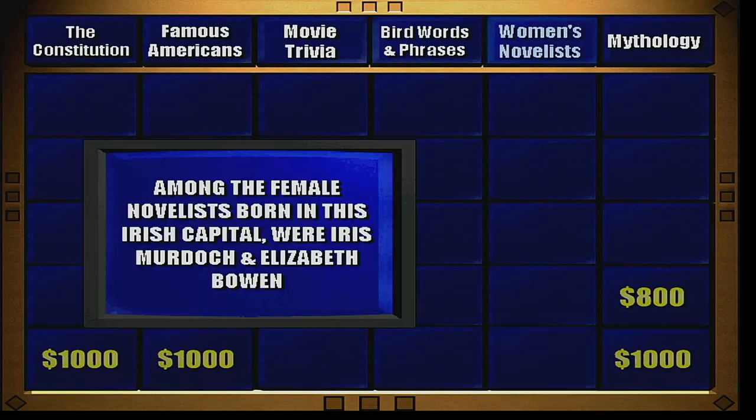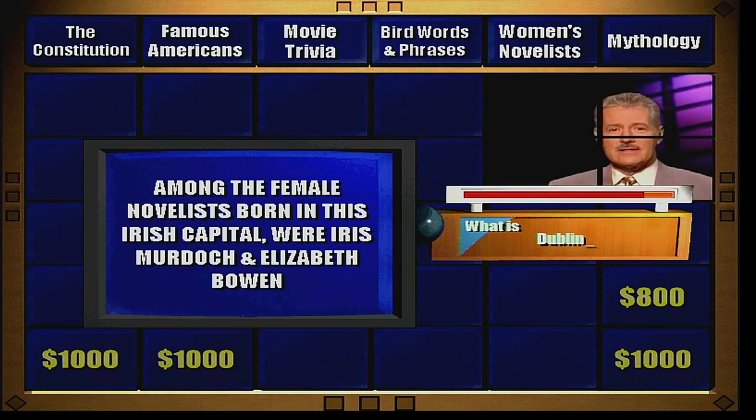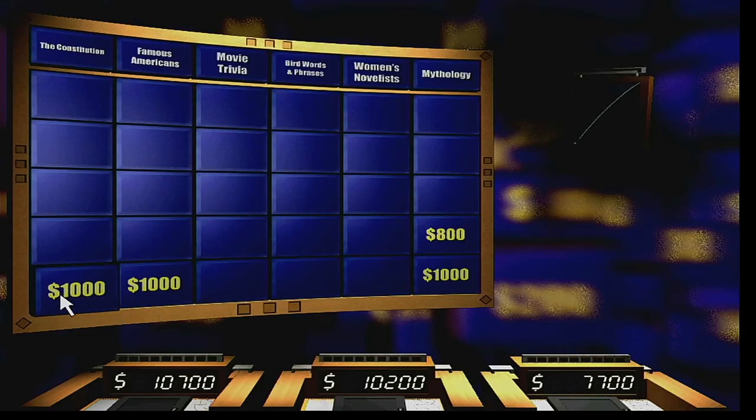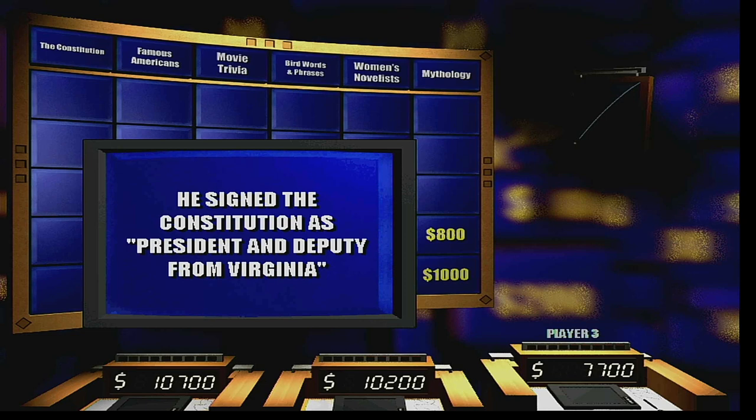Women's Novelist 1000. Among the female novelists born in this Irish capital were Iris Murdoch and Elizabeth Bowen. Player one? What is Dublin? Yes. The Constitution 1000. He signed the Constitution as president and deputy from Virginia. Player three? Who is George Washington?